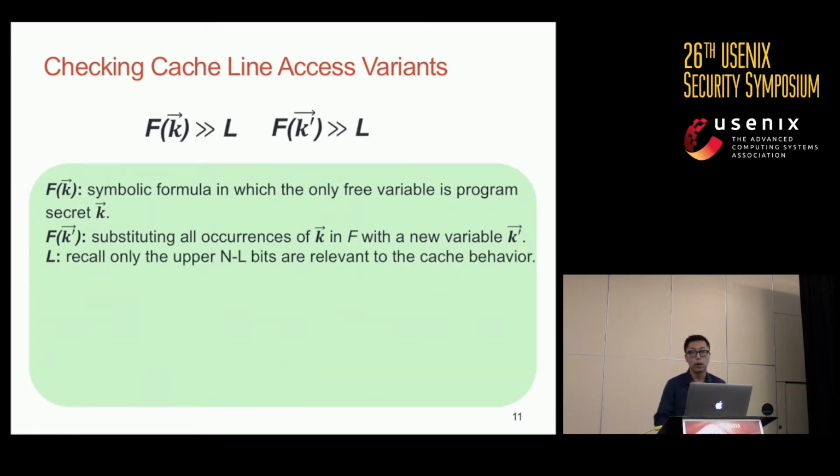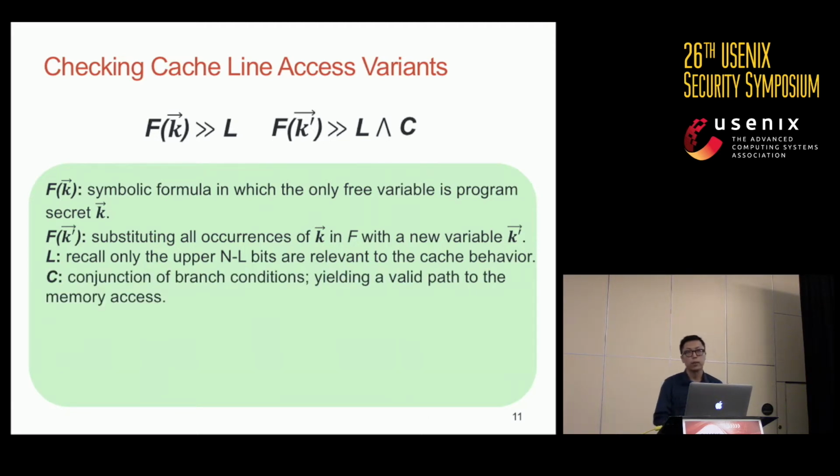Like I mentioned before, for a memory address of n bits, essentially the upper n minus l bits would be relevant to the cache behavior and to the timing. So what we can do is to right-shift both formulas by l bits. We also consider the conjunction of branch conditions because essentially it will give us a valid path to the memory access.